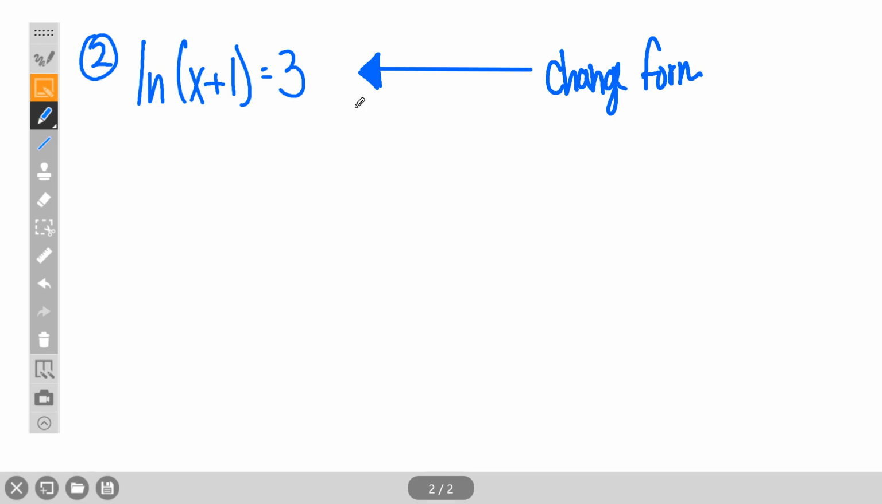Okay, now we are in log form, which means we're changing to exponent form. The base of the exponent should be the base of the log. The base of the log here, since it's a natural log, is e. So the base of the exponent will also be e. And then these two can swap places. So the exponent will be 3 and x plus 1 will be on the other side.